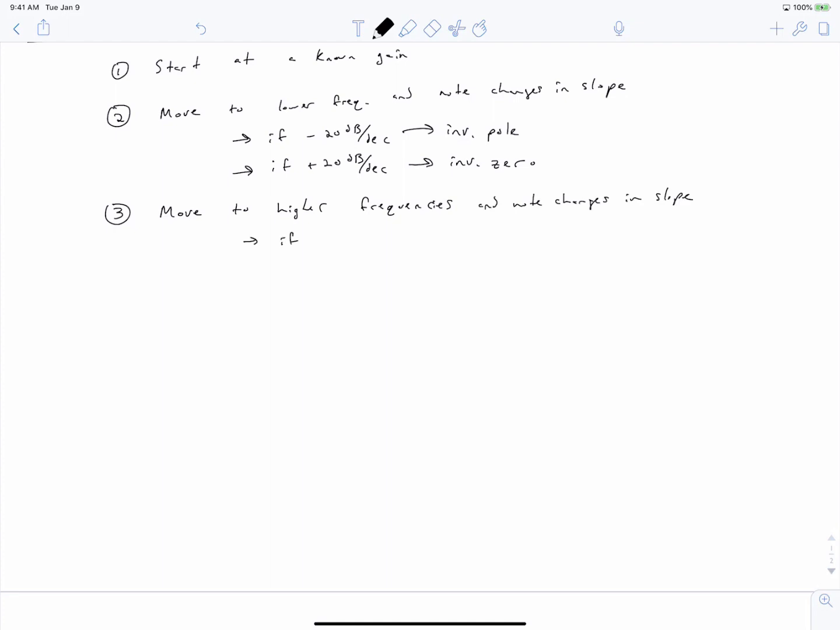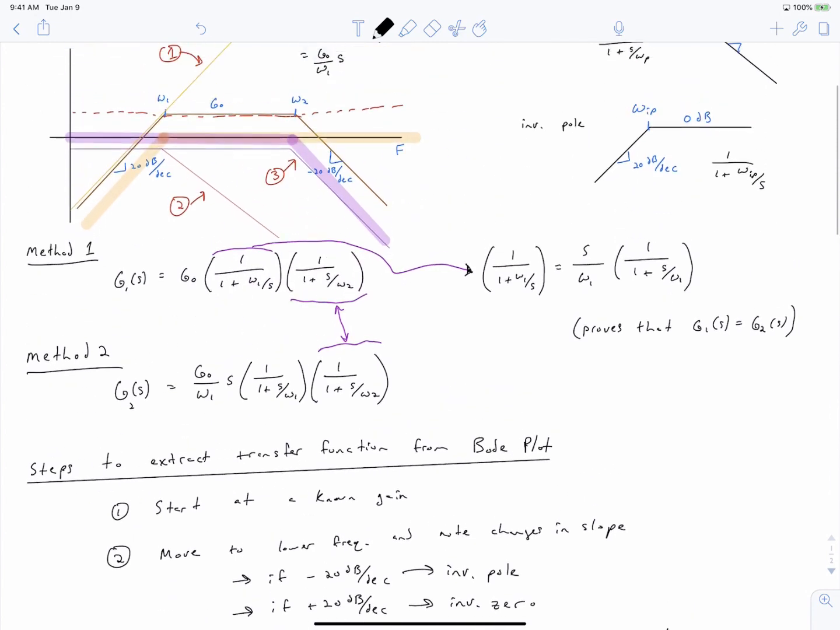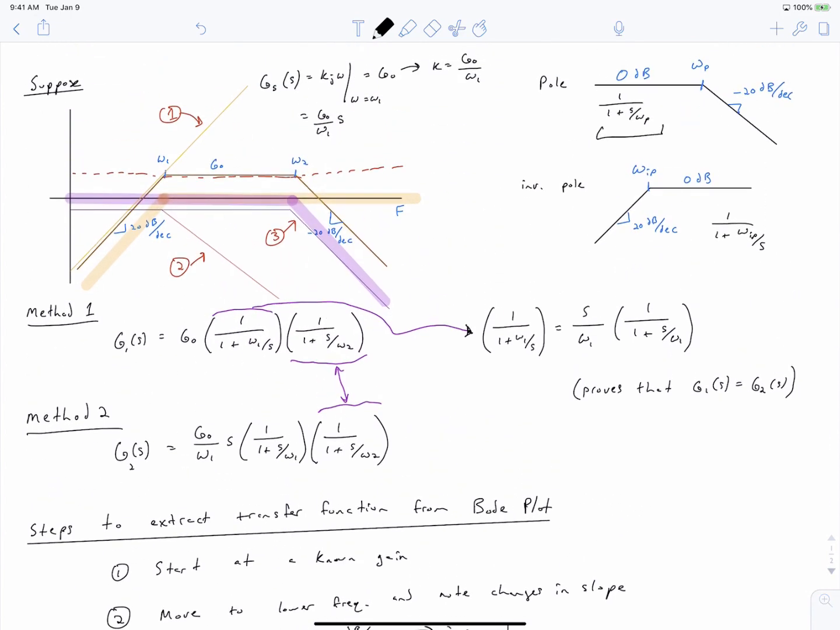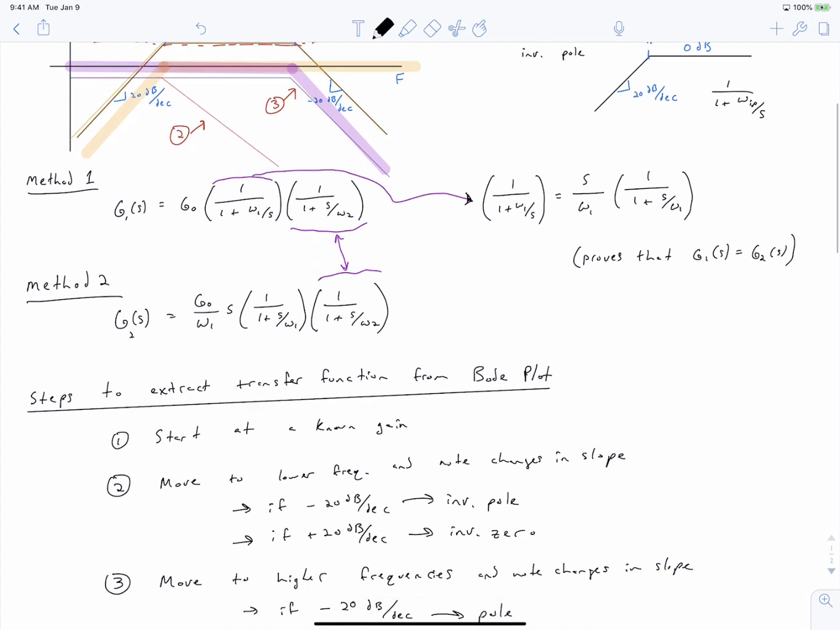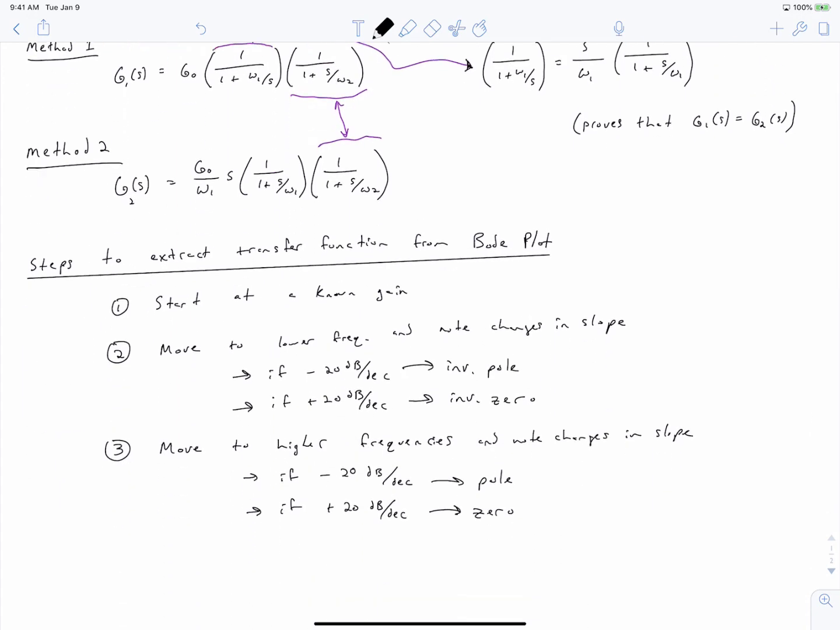If our slope starts to decrease by 20 decibels per decade as we go to higher frequencies, we have a pole. Not an inverted pole, but a regular pole. If our slope starts to increase by 20 decibels per decade, we have a zero. And again, these are identifying the building blocks. These are identifying these transfer functions that we're going to be multiplying together to form our complete transfer function. So let's give this a try. This is fairly abstract at this point, and I think it's going to help to firm this up in a few examples.